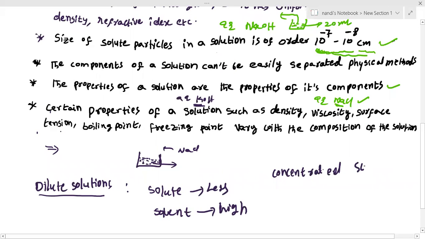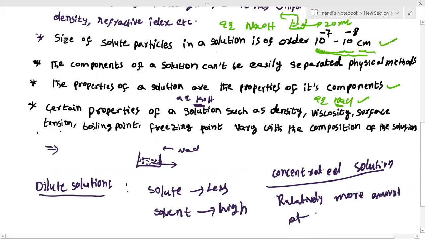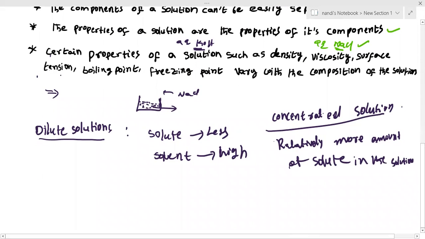Concentrated solution: relatively more amount of solute is present in the solution. This we call a concentrated solution. Is it clear? This is the introduction to solutions.